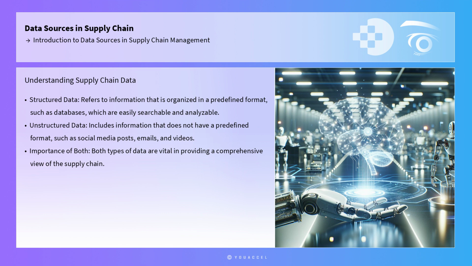Data in supply chains can be broadly categorized into structured and unstructured data. Structured data refers to information that is organized in a predefined format, such as databases, which are easily searchable and analyzable. Unstructured data, on the other hand, includes information that does not have a predefined format, such as social media posts, emails, and videos. Both types of data are vital in providing a comprehensive view of the supply chain.